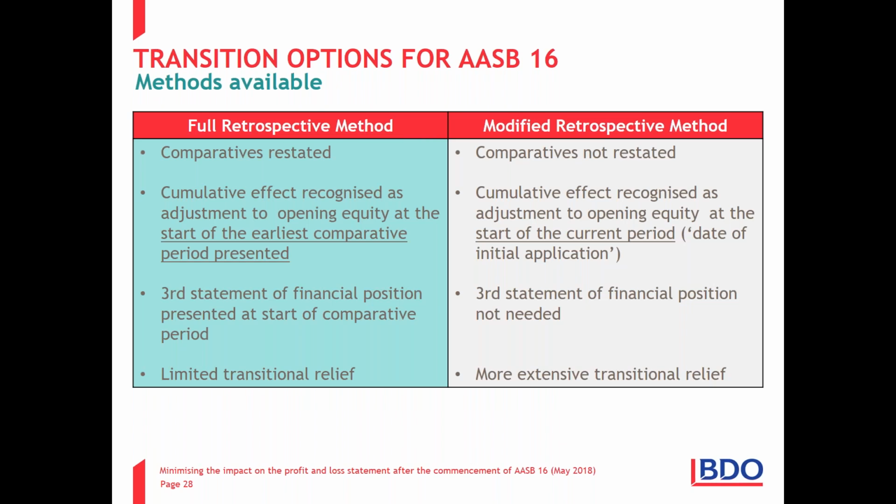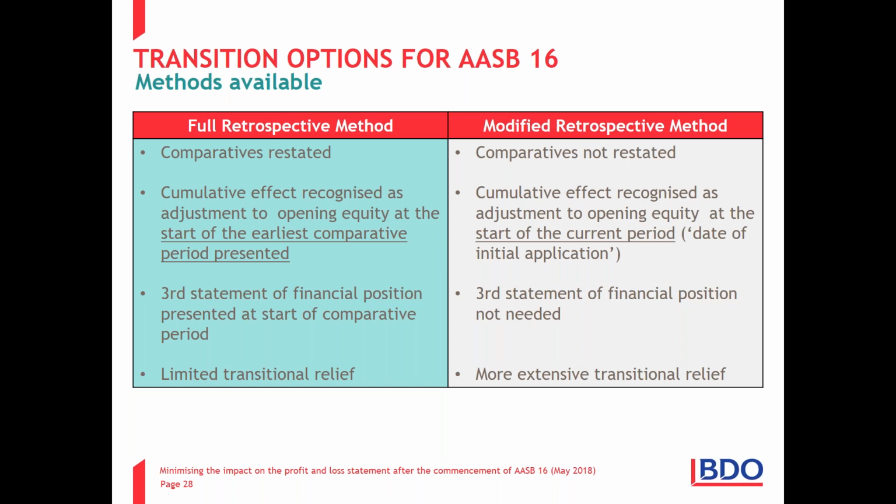So if you're first applying this as at the year ended 31 December 2019, the comparative period would be 31 December 18, and the opening equity position for that year would be 1 January 18. This method also requires a third balance sheet to be presented in your financial statements. So if you're a 31 December 19 year-end reporting under this method, you would need three balance sheets: one for December 19, one for the comparative period December 18, and that additional one as at 1 January 18.